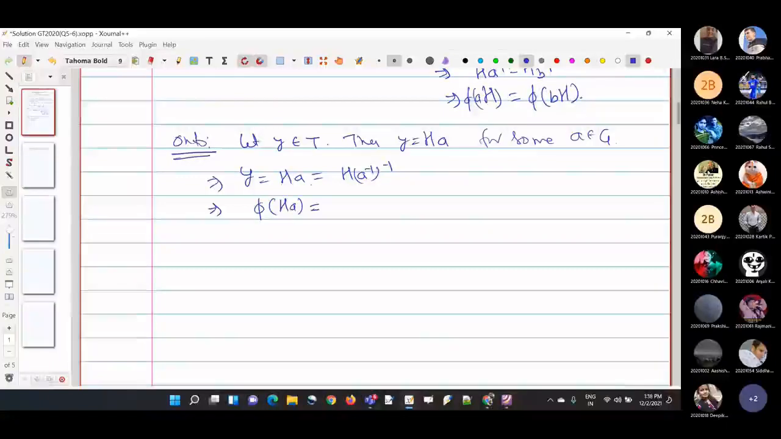Just a minute. Okay. So fine. So I think we need not write like this. Once we have a inverse here, we have a inverse and its inverse. Fine.